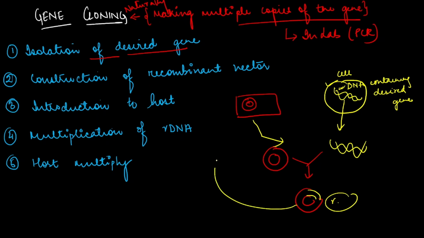Then we put this back into the bacterial cell. Once you put this recombinant vector back into the bacterial cell, whenever the bacterial cell grows, this vector also gets multiplied. So here what will happen? Multiplication of recombinant DNA, right? Leading to host increase, or leading to increased production of the gene. So this is what we call gene cloning.